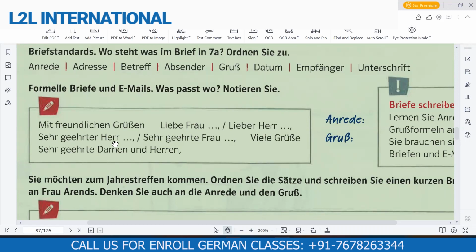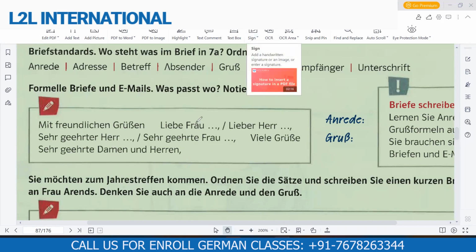But in case you don't know who is receiving the letter, to whom you are sending, then you would be writing sehr geehrte Damen und Herren, which means respected sir and ma'am. You are addressing both. So when you know it is a sir, you would be writing sehr geehrter Herr. If you know you are writing the letter to a ma'am, then you would be writing sehr geehrte Frau. But if you don't know to whom you are writing, you are confused whether she is a male or a female, then you would be mentioning both of them. Sehr geehrte Damen und Herren.